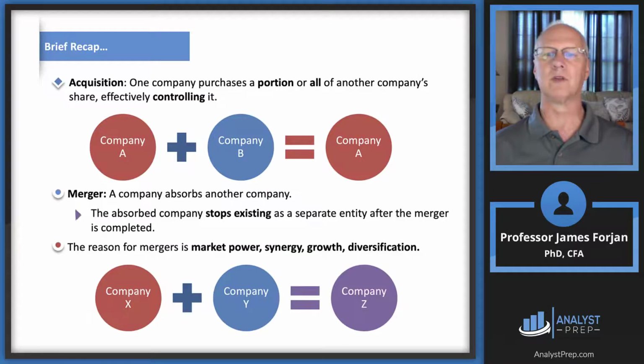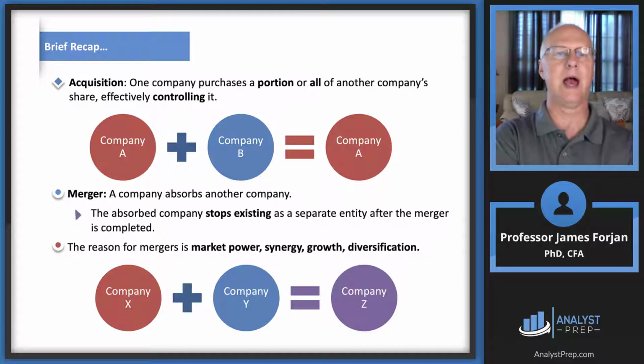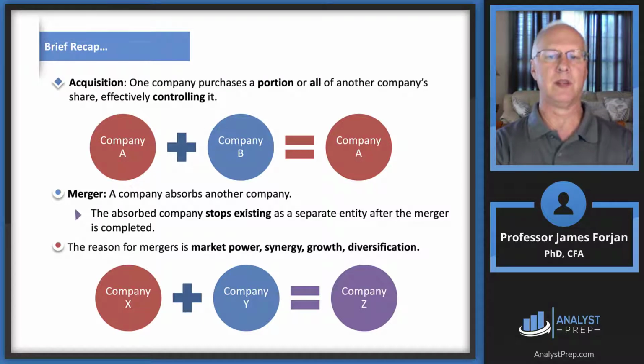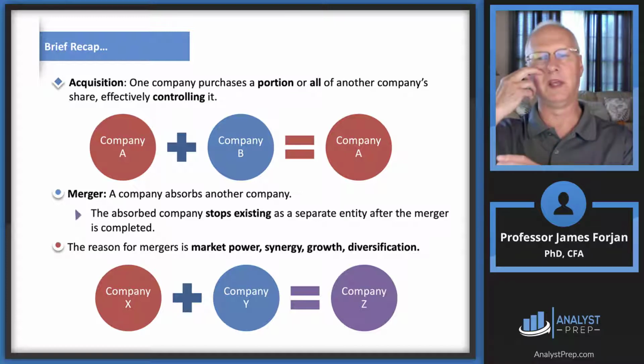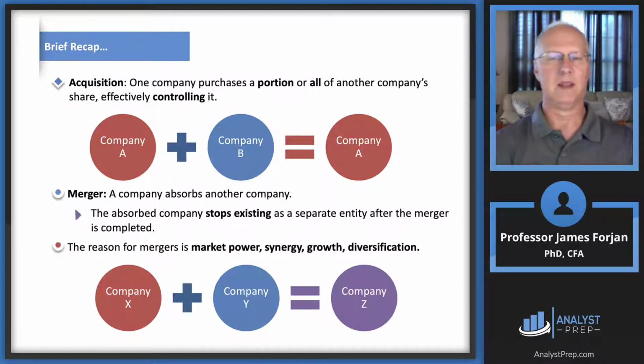So let's go ahead and get started with a super brief recap here, making sure that you understand the difference between an acquisition and a merger. And the 2 illustrations right there pretty much summarize that difference. For an acquisition, we have one company purchasing the equity shares of another company and then controlling it. So you have company A plus company B, and that leaves us with company A. And of course, company A over there on the right side of the equal sign ought to be just a little bit bigger than it is over on the left-hand side.